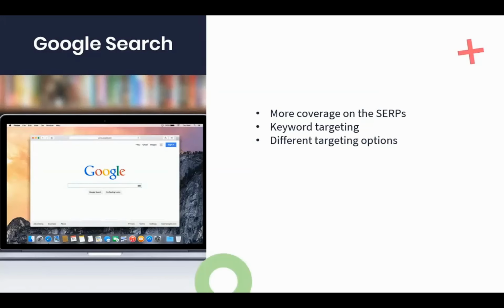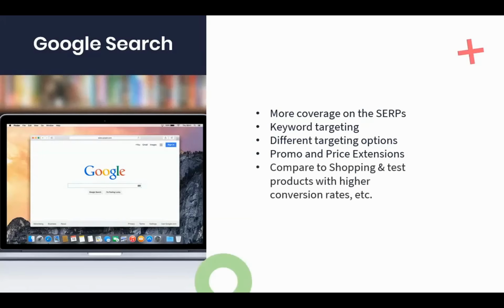You can also use promotion and price extensions, just like with shopping, but it is important to note that extensions really only appear on the top 2 results. So if you're below the second position, then they won't appear. And what is great to do is obviously compare to your shopping campaign and then test products with a higher conversion rate. For example, you could have both of them on search and shopping, and then see which performs better and then switch off the one.